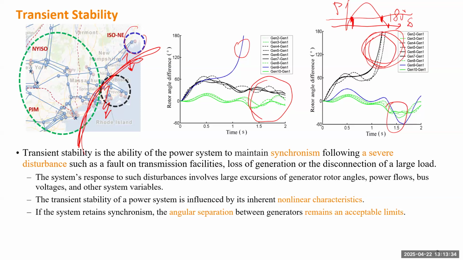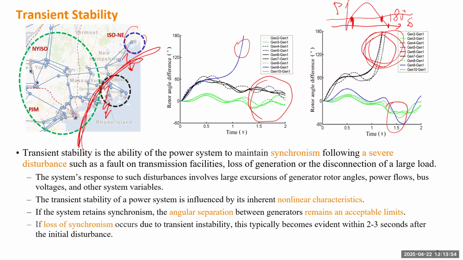So the initial angle can be very small. If the angle has a large swing, it should not reach 180 degrees. Although this is from a single machine infinite bus system, it can be applied to multi-machine systems. So any two generators need to maintain a small enough angle separation. If transient instability really happens, that can be evident very quickly, within just 2 to 3 seconds.